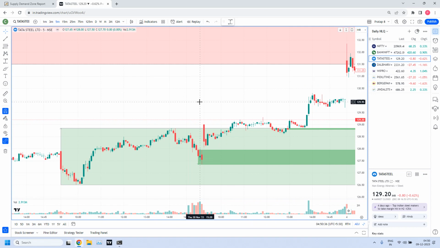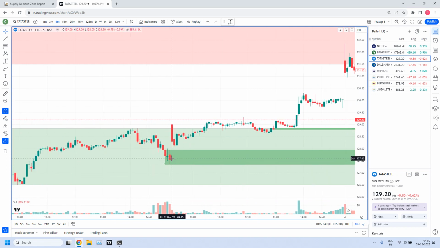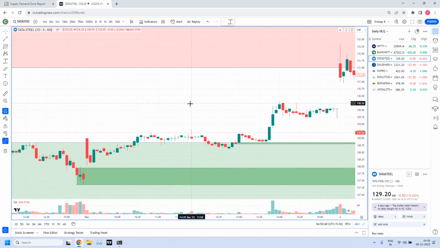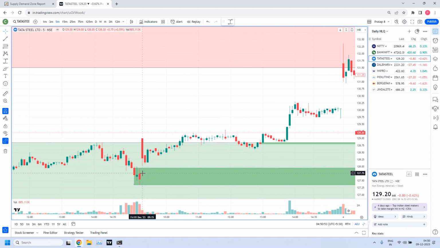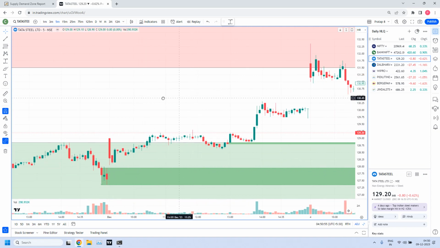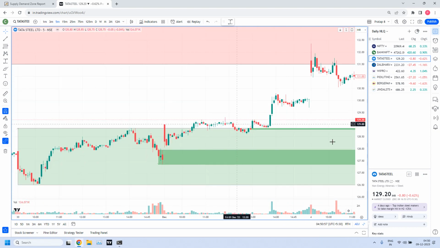But in the previous example, it failed. Once in a while they fail. But I know the reason why that one failed, because the previous structure was not convincing at all. Now here there is a gap. Based on that, we can accept this trade.